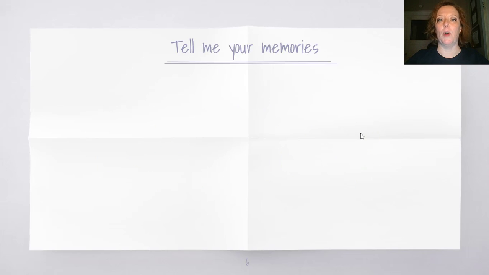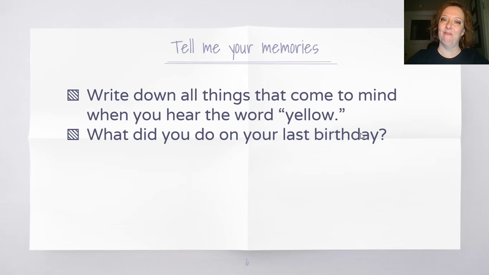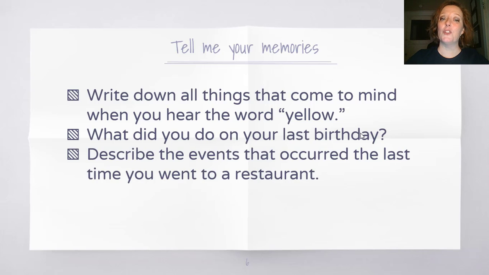So what I want you to do is grab a piece of paper and tell me your memories. Write down all the things that come to mind when you hear the word yellow. What did you do on your last birthday? Describe the events that occurred the last time you went to a restaurant. And who is this character?